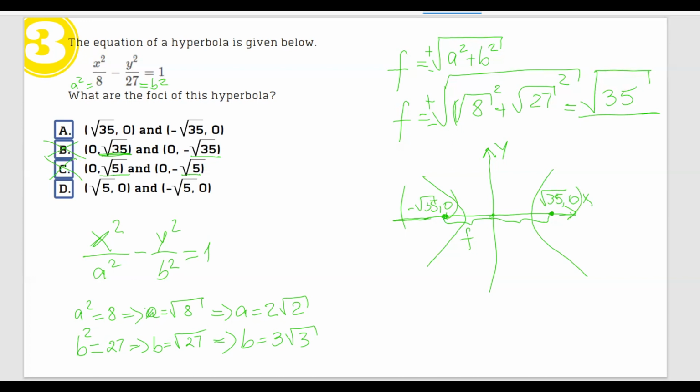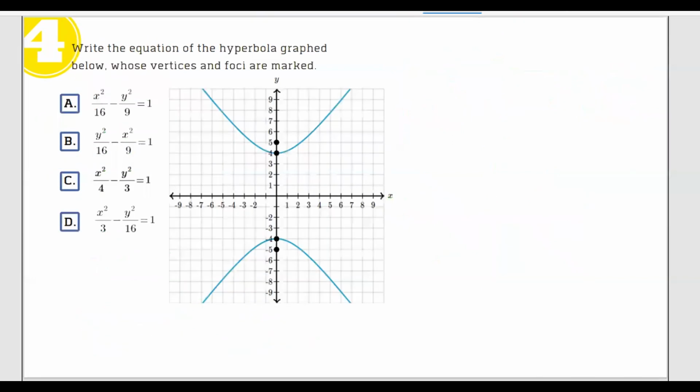So the correct answer obviously is A. Next problem, write the equation of the hyperbola graphed below, whose vertices and foci are marked. Again, just looking straight at this graph here, I can see my hyperbola on the y-axis. I can right away from the get-go eliminate option A and option C and option D, actually.